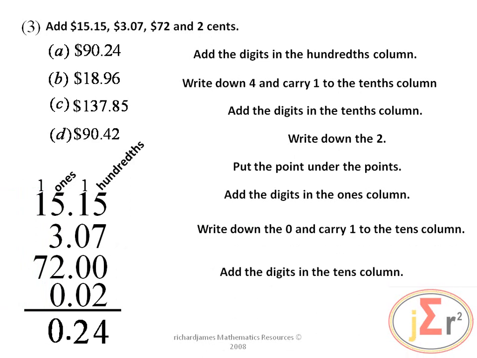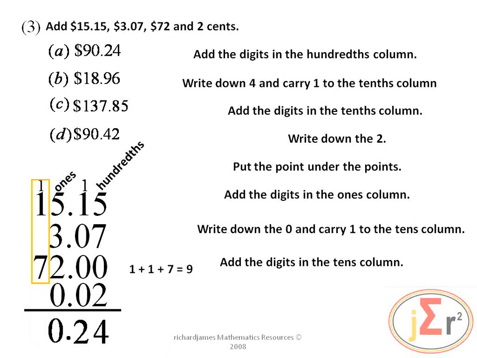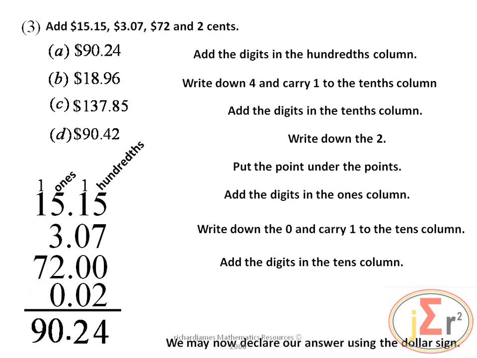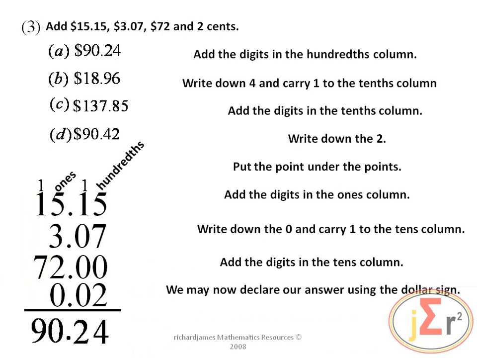Finally, we add the digits in the tens column. 7 plus 1 plus 1, or 1 plus 1 plus 7, will turn out to be 9 in any case. So that is our answer. We may now declare our answer using the $ sign. The answer is $90.24, and the option is A.